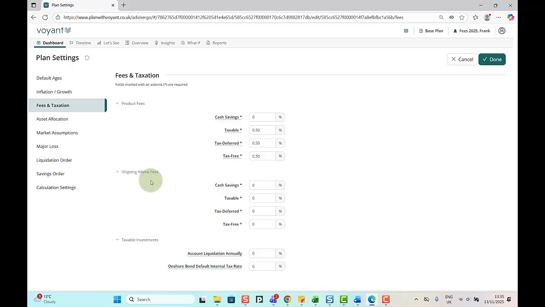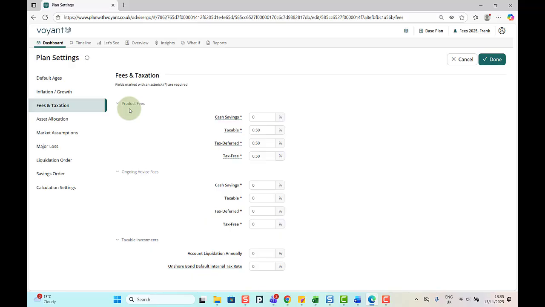One part of the new fee structure is the ongoing advice fees. The fields are here. We have not put any figures in, and they are available for you to edit because the ongoing advice fees were not in the previous versions of Voyant. The ongoing advice fees sell units from the investment. Going back to these product fees, these do not sell units. They are not taxed or form part of any allowances.